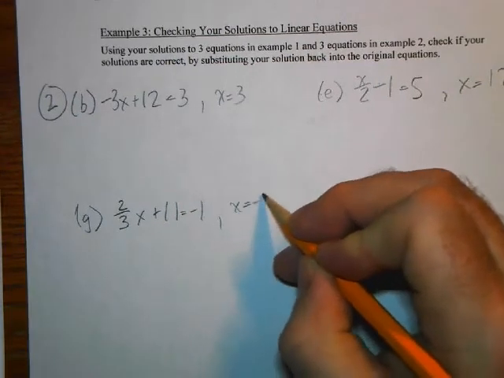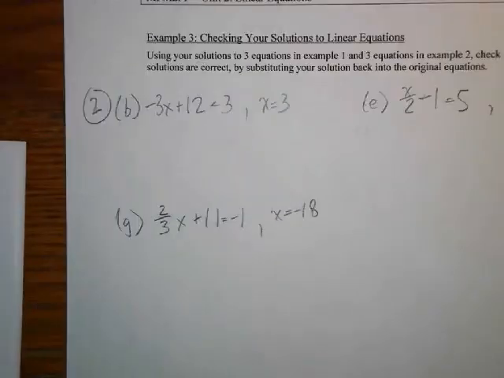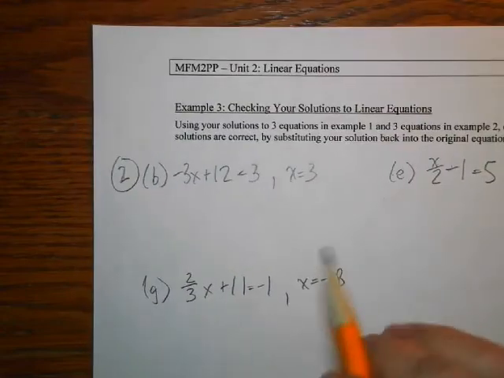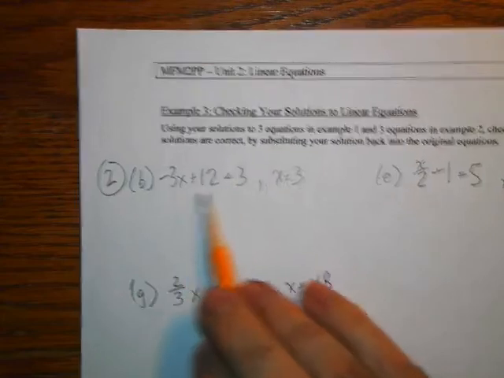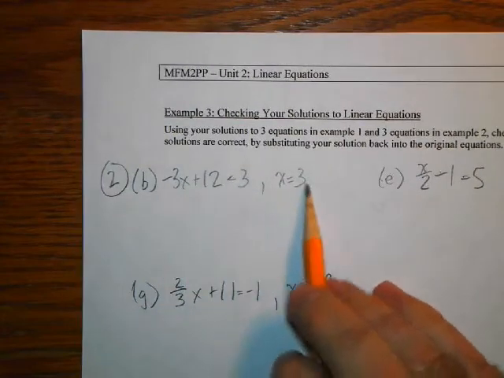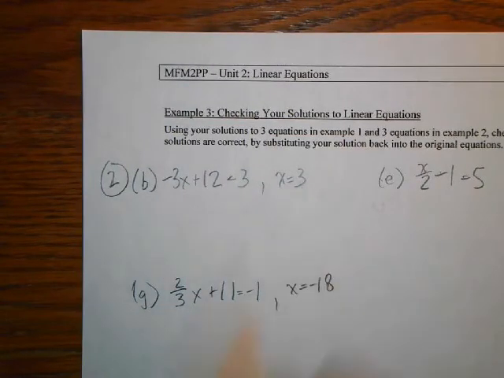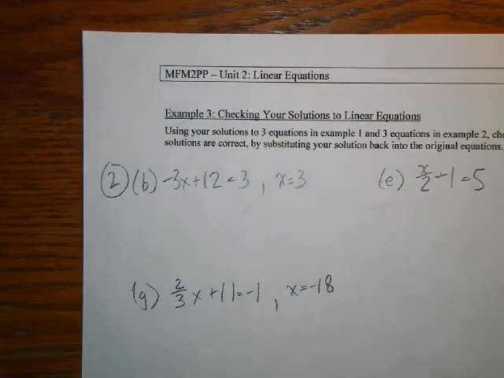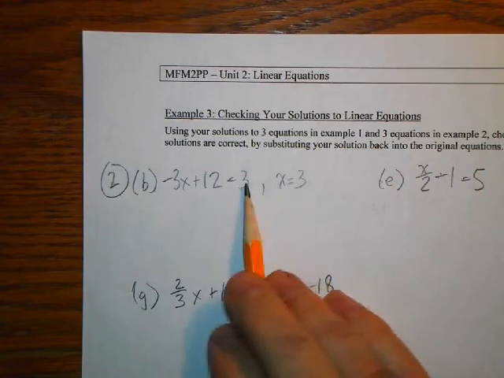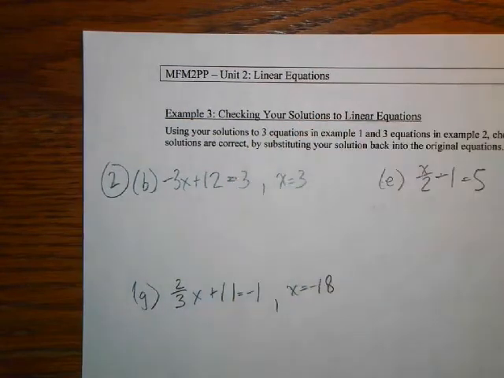X is negative 18. Okay, so how do you formally check these? Make sure you got them right. Well, I would write it out exactly like this, the original equation, followed by what you think the answer is. You could put that in a box or a circle just to make sure it's separate. Don't put it right up beside it, because then you get confused as to where's the equation.